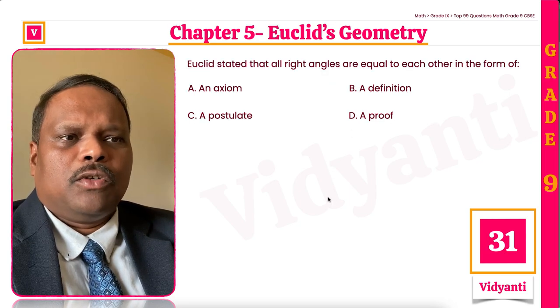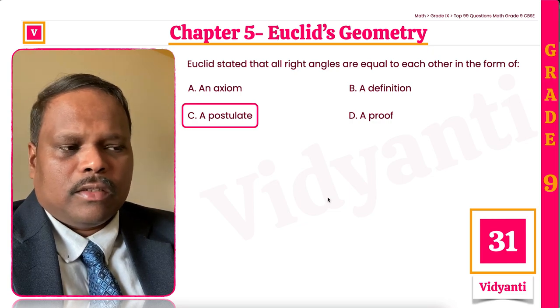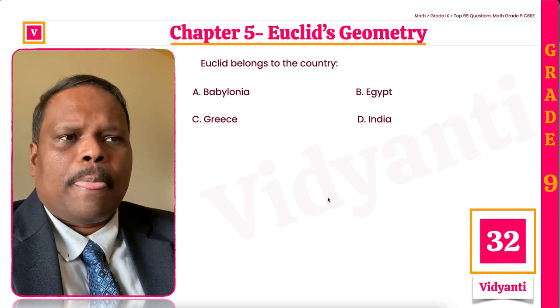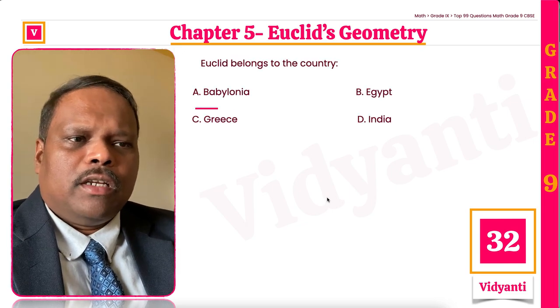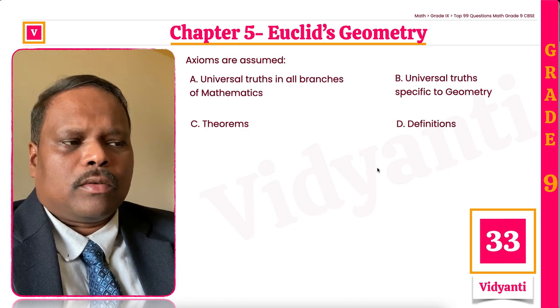Next question is, Euclid stated that all right angles are equal to each other in the form of a postulate. So that will be the correct answer, number 31. Euclid belongs to which country? Well, he belonged to Greece, definitely not India, not Babylonia, and not Egypt. Let's go to question 33.